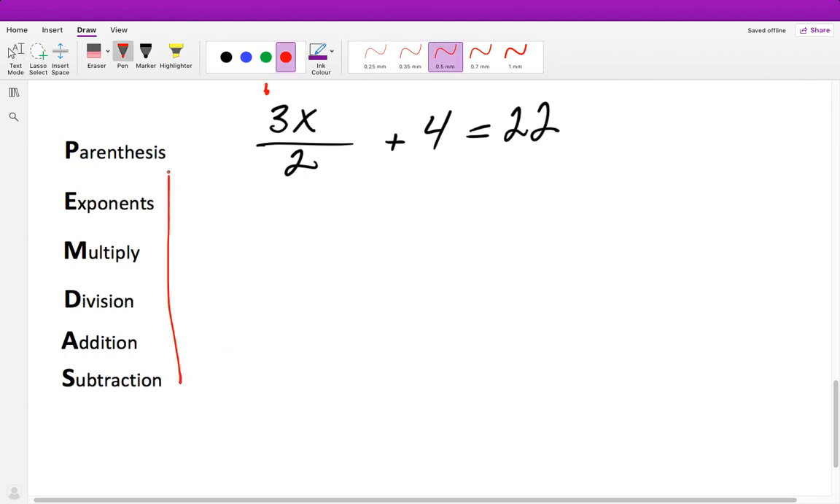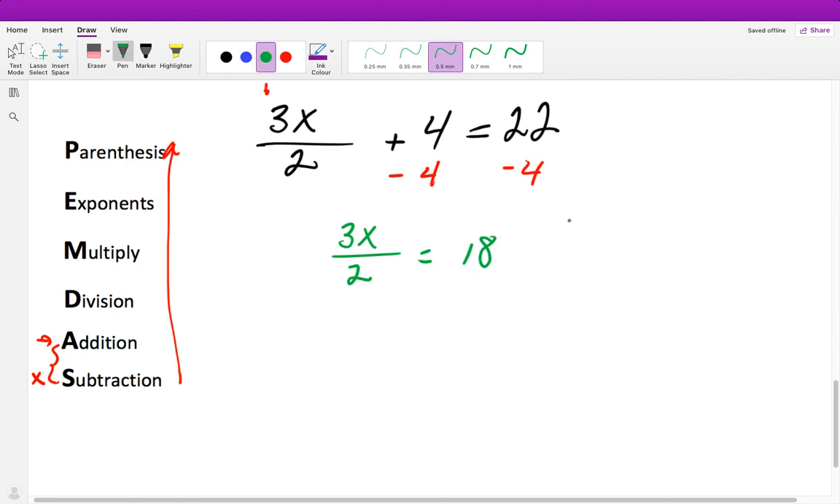Remember, it's our PEMDAS in reverse. So we look to see, is there any addition or subtraction? Well, there's no subtraction, so that means I don't have to do anything with that. There is addition, so that means I need to do this first. So how do I get rid of addition? Subtraction. So 4 minus 4 is 0. See how it cancels it out? What I do to one side, I have to do to the other. So now I get 3x over 2 is equal to 18, right?